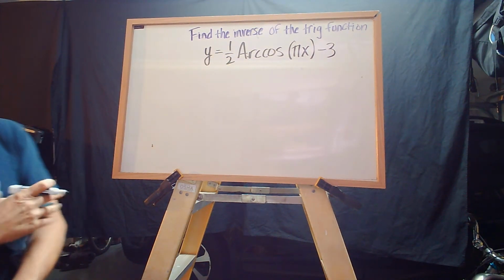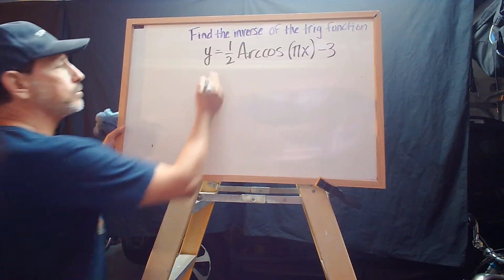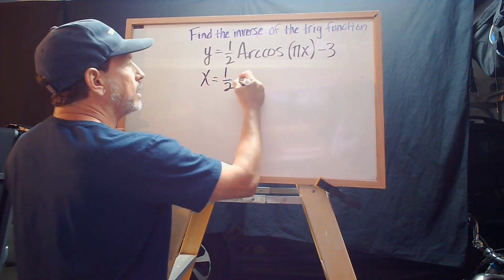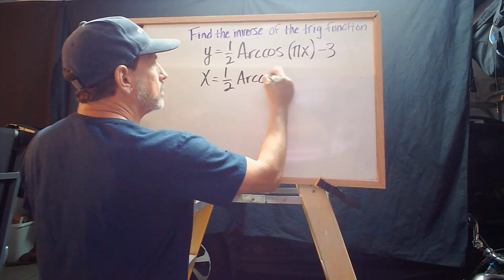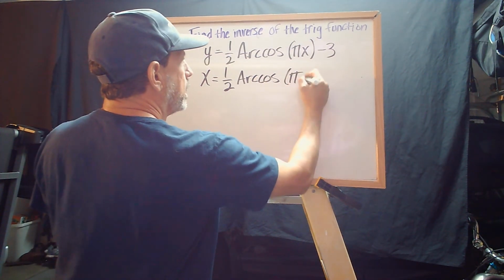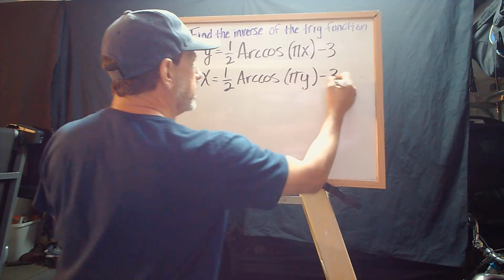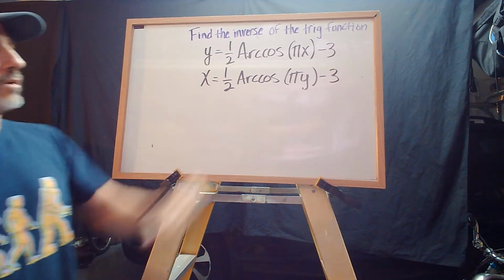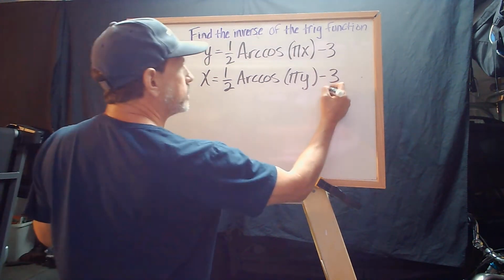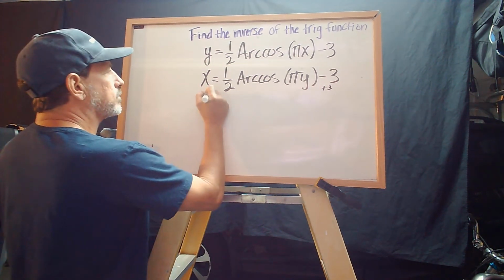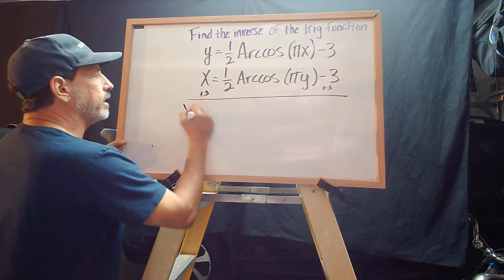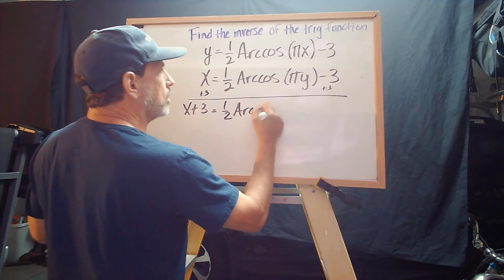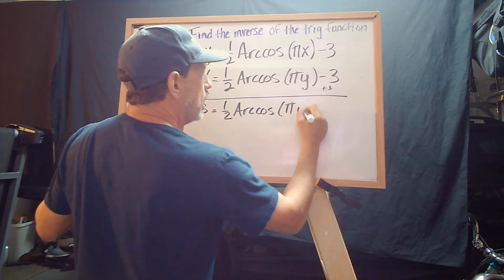Okay. So same steps as we did before. We're going to switch x and y. So step 1, switching x and y. X is 1/2 arc cos pi y minus 3. And then we want to get this arc cos by itself. So we're going to add 3 to both sides first. Okay. So we have x plus 3 equals 1/2 arc cos pi y.